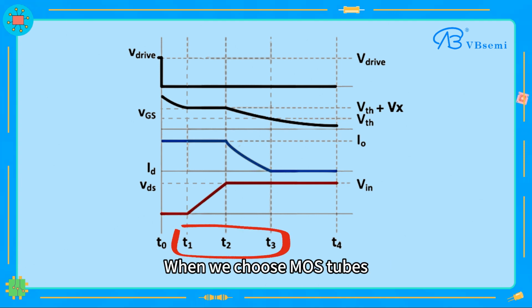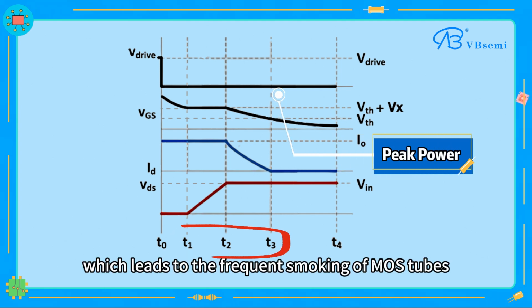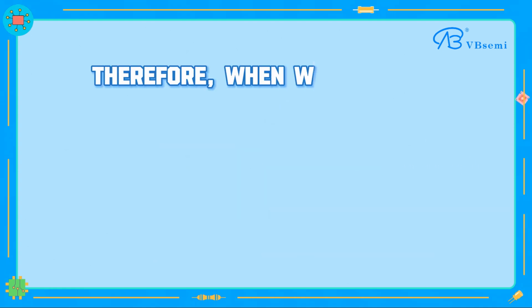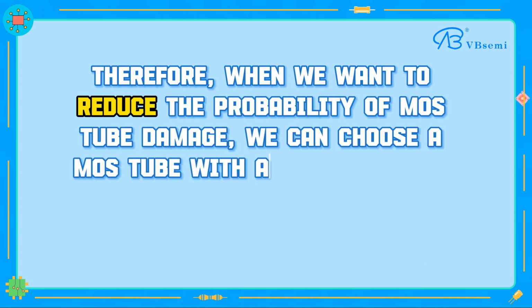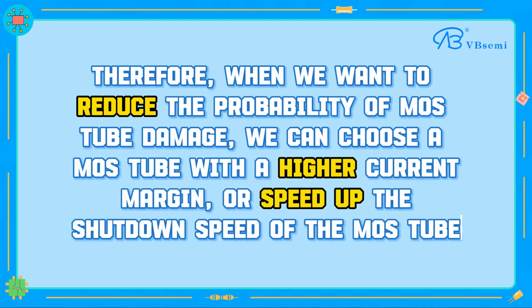When we choose MOS tubes, we often ignore the peak power of MOS tubes, which leads to the frequent smoking of MOS tubes when testing overcurrent protection. Therefore, when we want to reduce the probability of MOS tube damage, we can choose a MOS tube with a higher current margin or speed up the shutdown speed of the MOS tube.